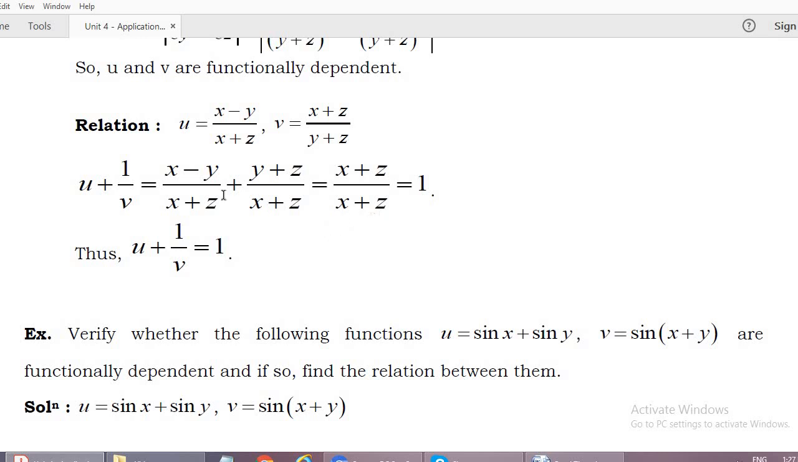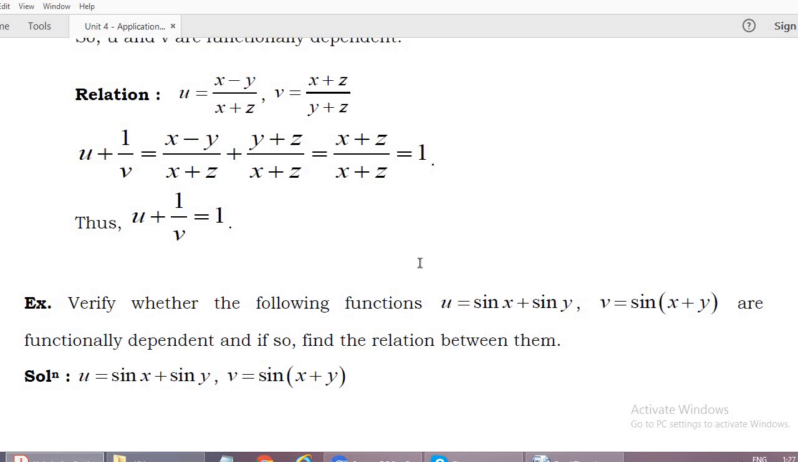In the denominator x plus z, y cancels, x plus z upon x plus z, that is equal to 1. So u plus 1 upon v is equal to 1. This is the relation, quite easily done.